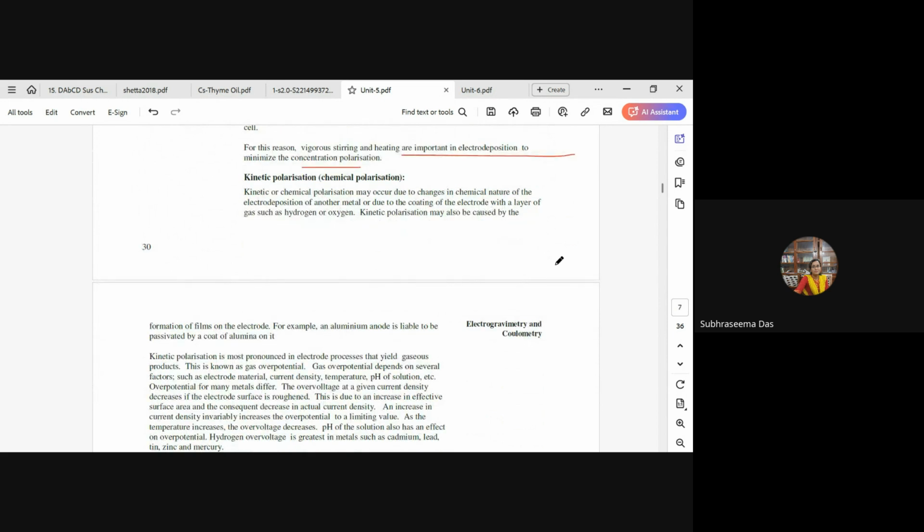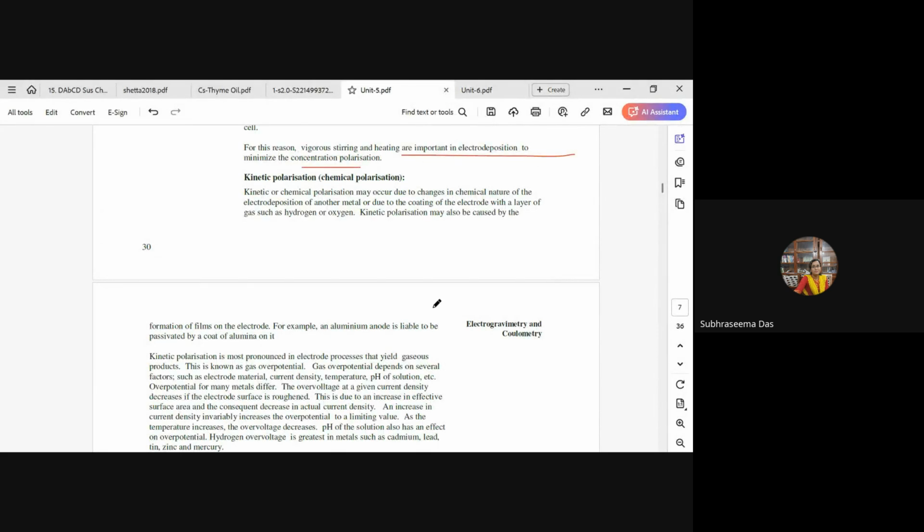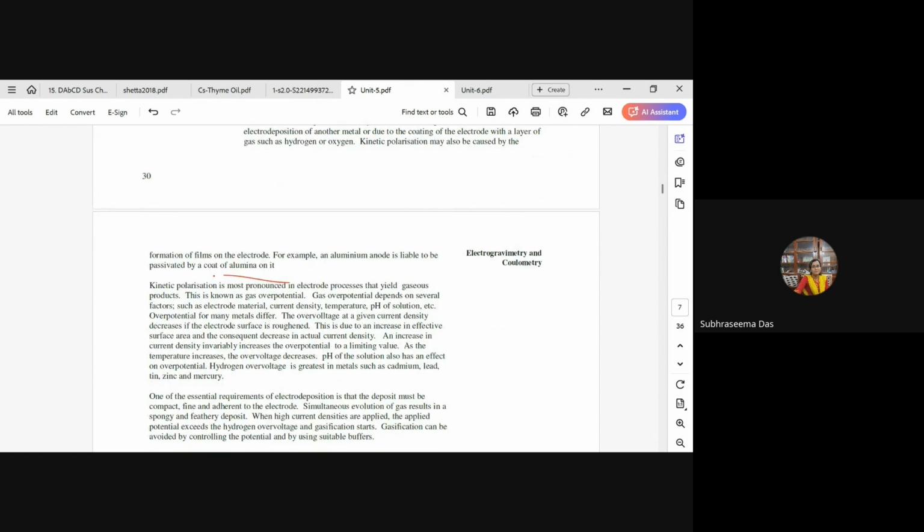Then coming to chemical polarization. Chemical polarization occurs due to the change in the chemical nature of the electrodeposited product of the metal during the process. Kinetic polarization or chemical polarization may also be caused by the formation of films on the electrode. For example, an aluminum anode is liable to formation of a coating of alumina, that is aluminum oxide, on it. So this is an example of chemical polarization where the nature of the product changes.